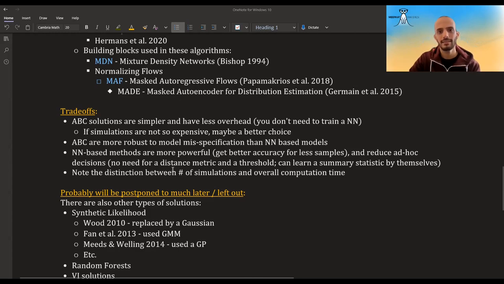And just note that there is a distinction between the number of simulations and the overall computation time. The number of simulations could be lower, which is a good thing if your simulations are very expensive, but if your simulations are very cheap and the number of simulations is lower but training the neural network takes longer, then it might not be so good. So you really have to figure out how expensive your simulations are to choose if it's worthwhile doing the neural network-based methods or not.